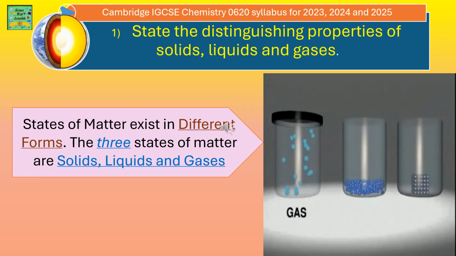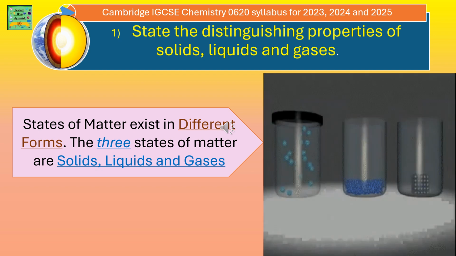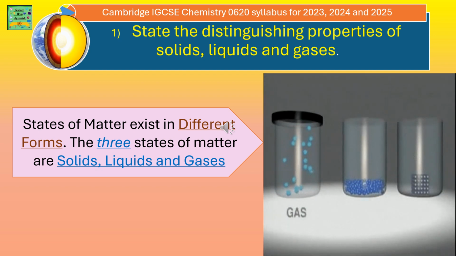The first topic here is state the distinguishing properties of solids, liquids, and gases. States of matter exist in different forms. The three different states of matter are solids, liquids, and gases.